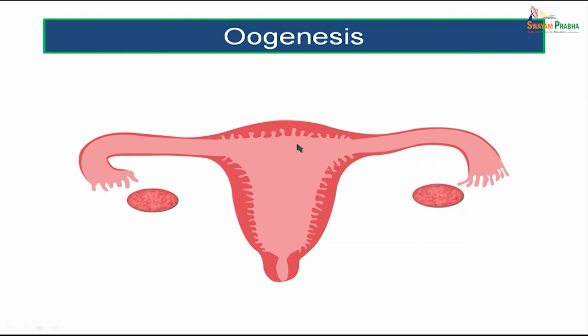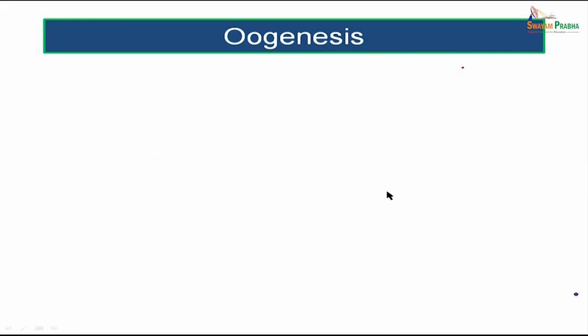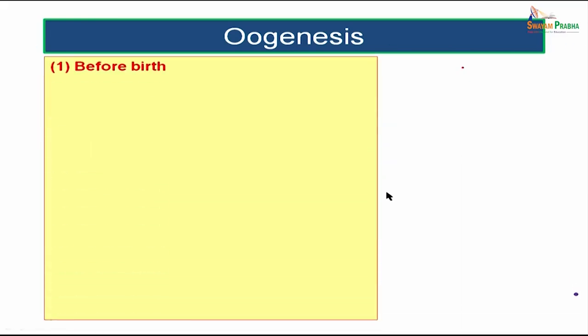First we will discuss oogenesis. As we all know, this is the female reproductive organ. We have the uterus and the two ovaries, and oogenesis happens within the ovaries. So let's have a look at oogenesis. The topic can be dealt with under the following headings. First, let's see what is happening before birth. Before a female child is born, what is happening?